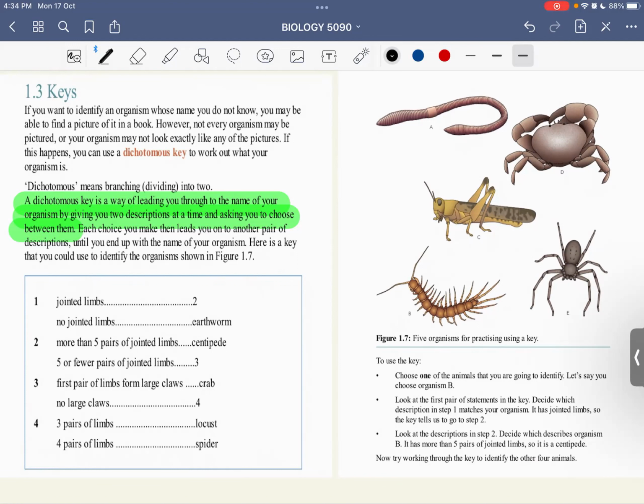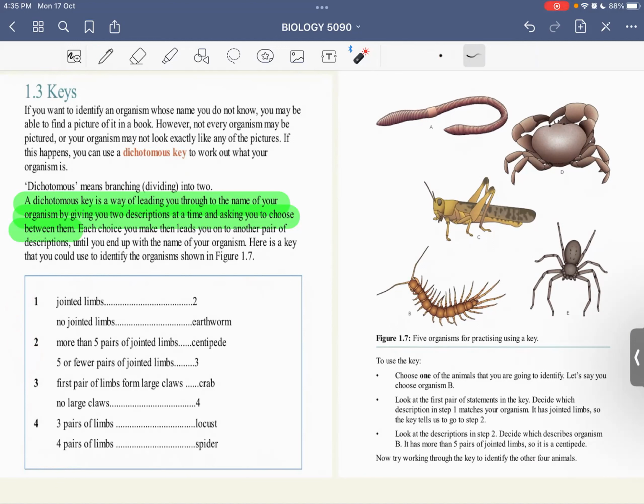So now we jump on to option 2. तो हम यहाँ से jump करके option 2 पे आते हैं, right? Now let's look at this option. Look at the descriptions in step 2. Decide which describes organism B. Which of these describe more than 5 pairs of jointed limb or 5 or fewer pairs of jointed limb? More than 5. More than 5 pairs. Achha, agar more than 5 pairs hai, so we have to move to step 3.